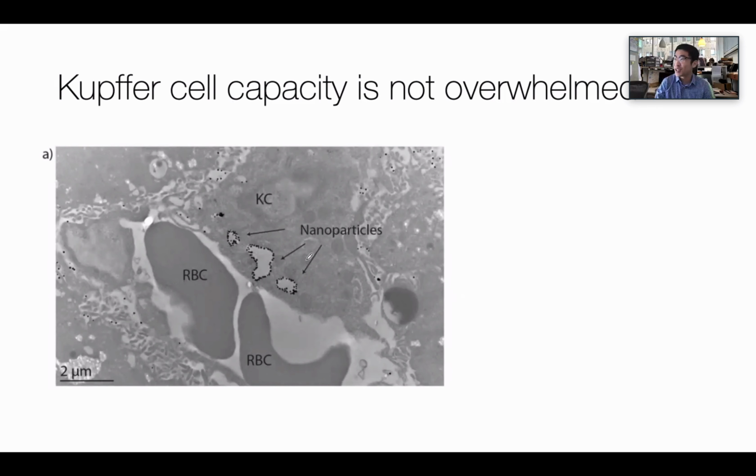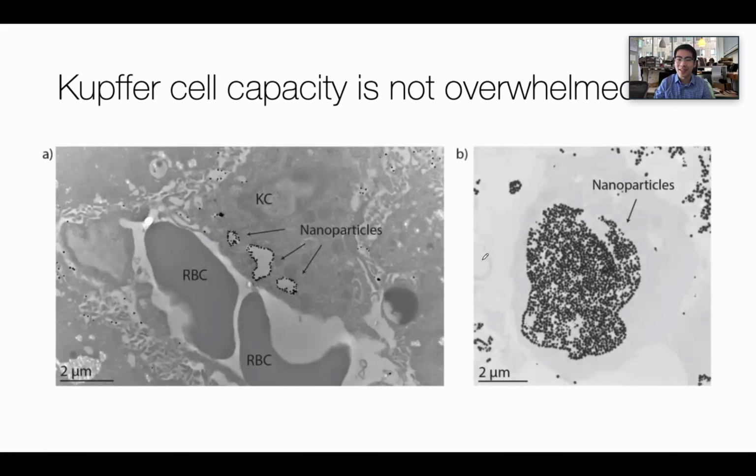So when we look in vitro and we give as many nanoparticles as we can, these cells can take up ridiculous amounts, right? So this is a macrophage in vitro. And what you'll appreciate here is all of these black dots, these nanoparticles, they've taken up 60 to 70% of the capacity of this macrophage, right? And so there is plenty of room left to take it up. So cover cell capacity is not overwhelmed.